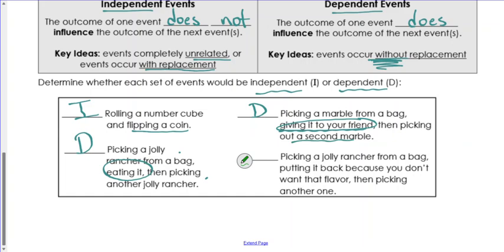The last one, picking out a Jolly Rancher from a bag, putting it back in because you don't want that flavor, and then picking out another one. When you put that one back in, you've changed the bag, you've reset the bag, and the first Jolly Rancher actually doesn't affect anything about that second Jolly Rancher. We've reset the bag. It's the same bag as it was before, so the first event does not influence the next event.